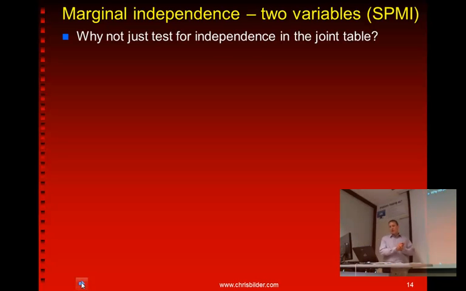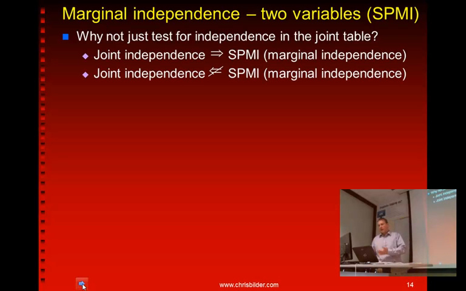So I asked the question, then why not just test for independence in this joint table? I've already kind of given you reasons why not to. But also, what one can actually prove is that this joint independence actually implies SPMI. So if you have joint independence, you will get SPMI. But the reverse actually is not true. So it's kind of interesting that that happens. The reverse is not true.